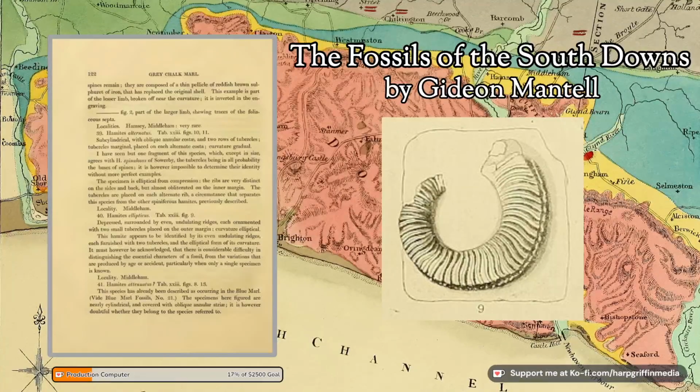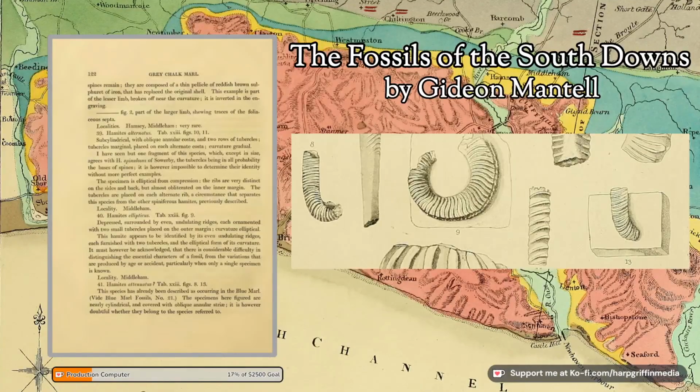It must, however, be acknowledged that there is considerable difficulty in distinguishing the essential characters of a fossil from the variations that are produced by age or accident, particularly when only a single specimen is known. Locality: Middleham.